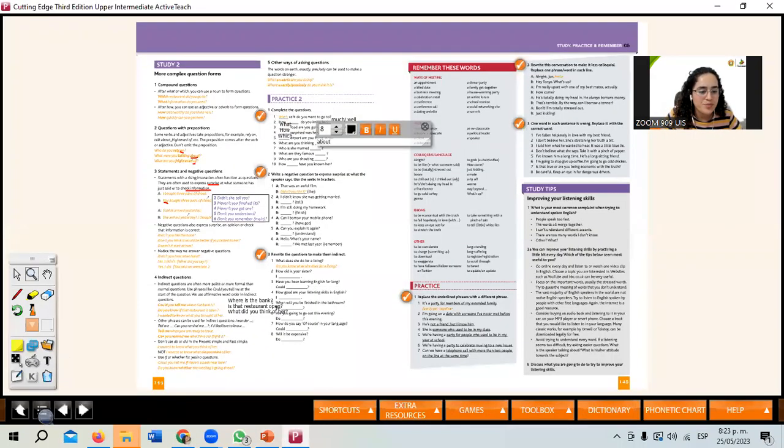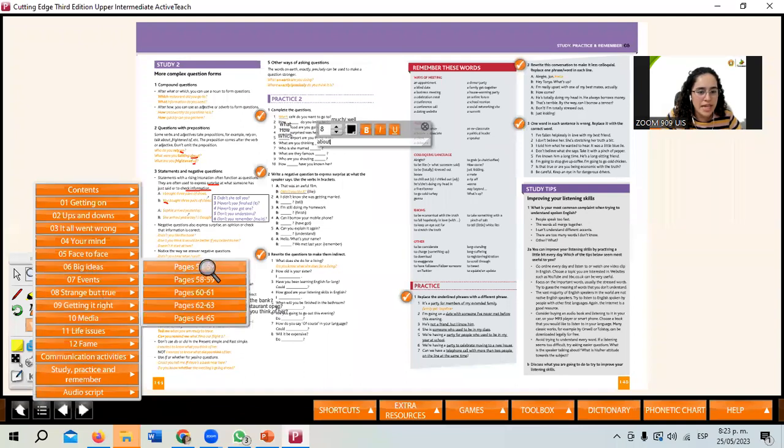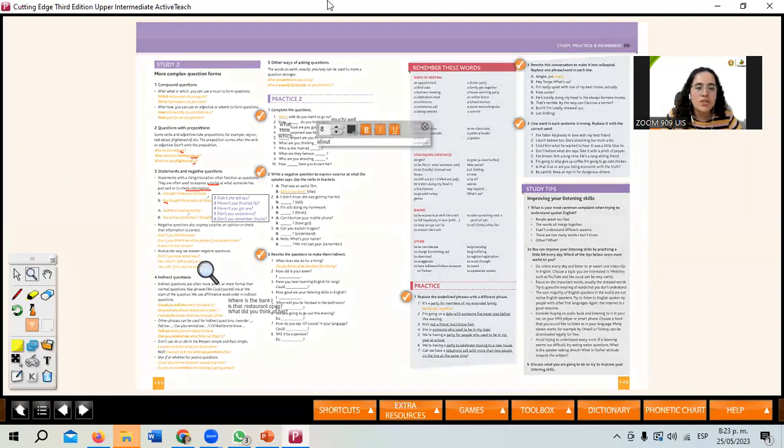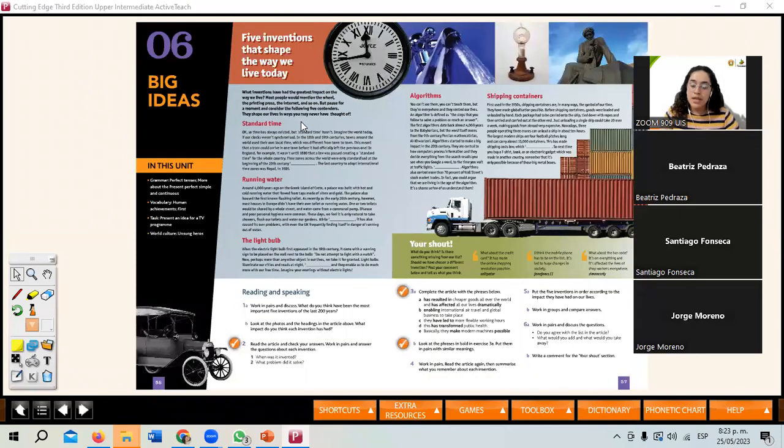So in the book, we can take a look, and we are going to read about some big ideas that are maybe not the most common. You can see the most common are like the internet, as we were talking, electricity. Maybe the only common thing that we have here is the light bulb. But we're going to read about other inventions that we use in our daily lives that are also very important. For example, we have a standard time, running water, the light bulb, algorithms, and shipping containers.